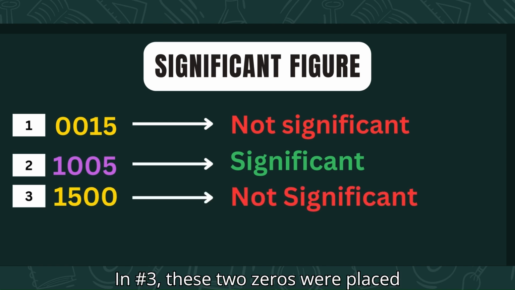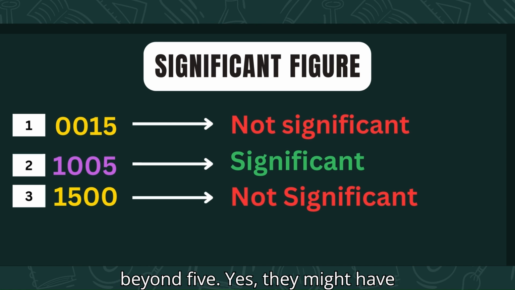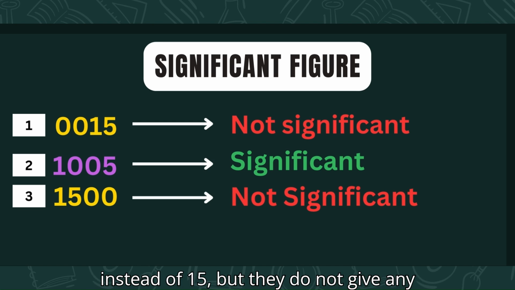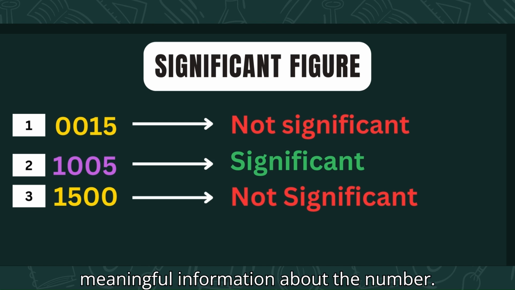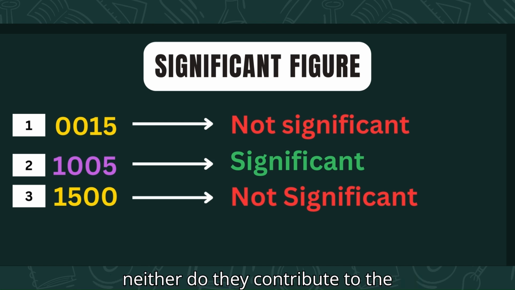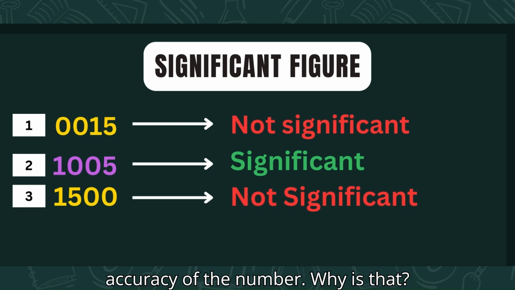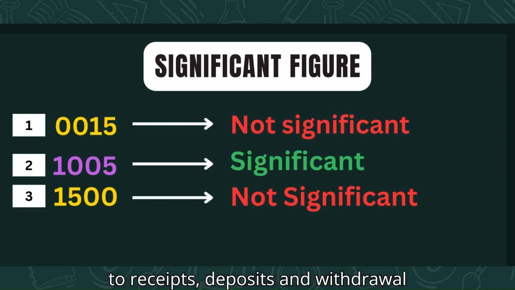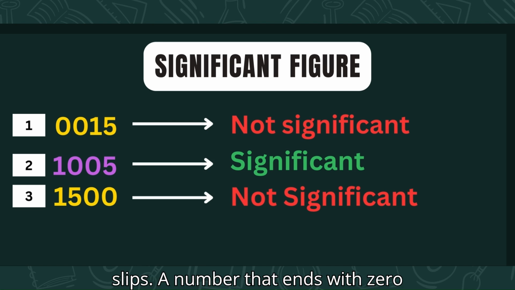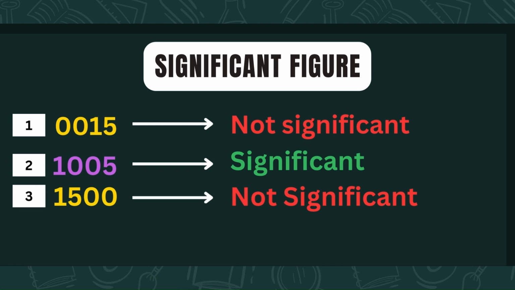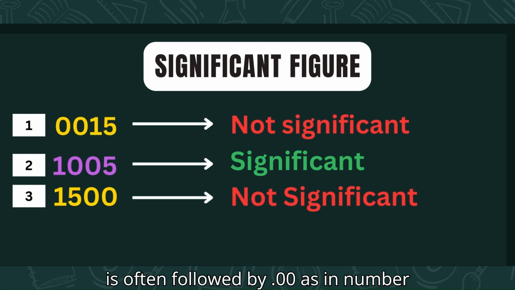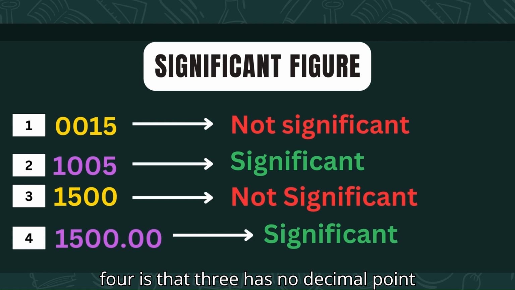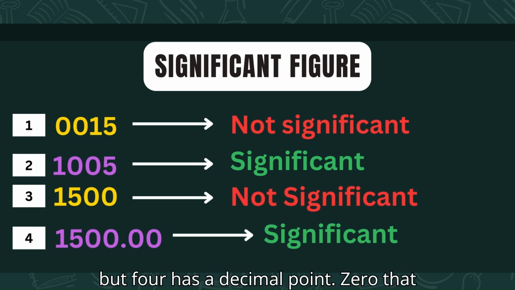In number 3, these 2 zeros were placed behind 5. Yes, they might have influenced the number by making it 1005 instead of 15, but they do not give any meaningful information about the number, neither do they contribute to the accuracy of the number. Why is that? This answers the question of adding .00 to receipts, deposits and withdrawal slips. A number that ends with 0 is often followed by .00 as in number 4. The difference between 3 and 4 is that 3 has no decimal point, but 4 has a decimal point.